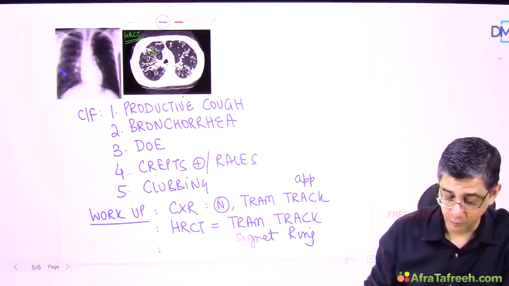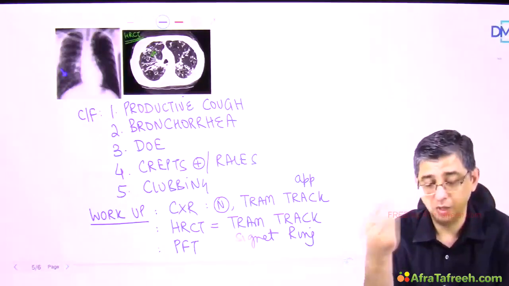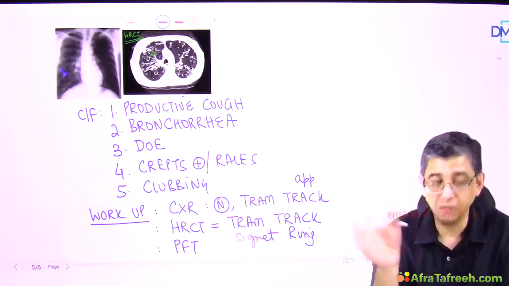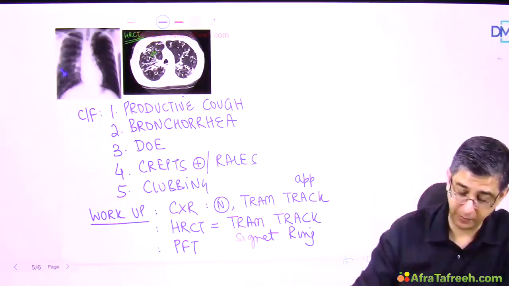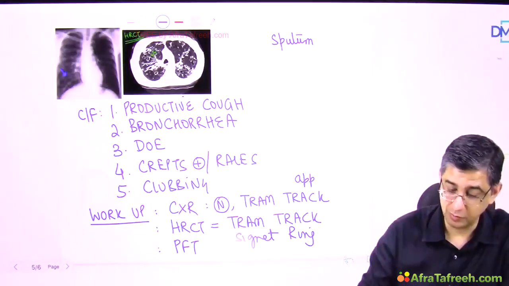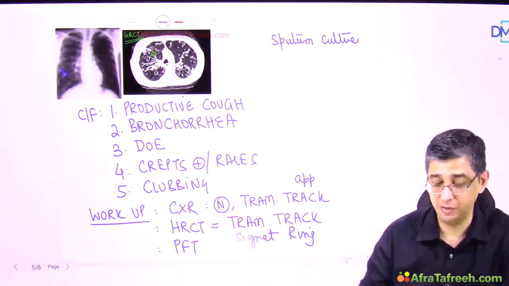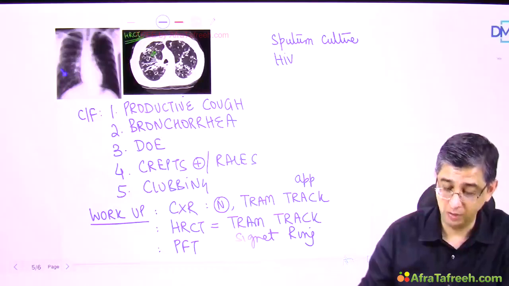Other tests that I will be doing in this patient will be pulmonary function test that will be showing obstructive pattern. So FEV1 FVC ratio in this person will be less than 0.7. In any obstructive airway disease, FEV1 divided by FVC ratio will be less than 0.7. Sputum culture is of great importance in these patients because otherwise you will not be able to give appropriate antibiotics to these patients. HIV basic testing for ELISA at least should be done.